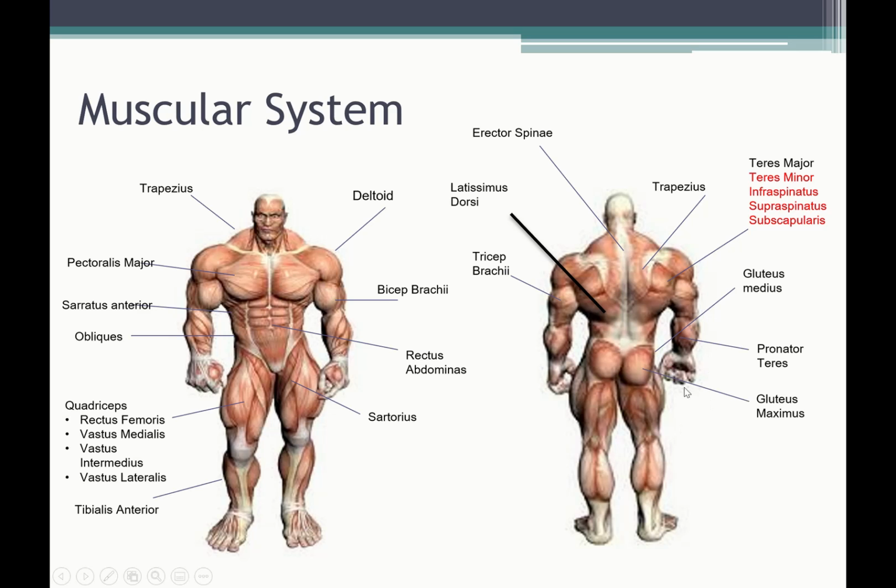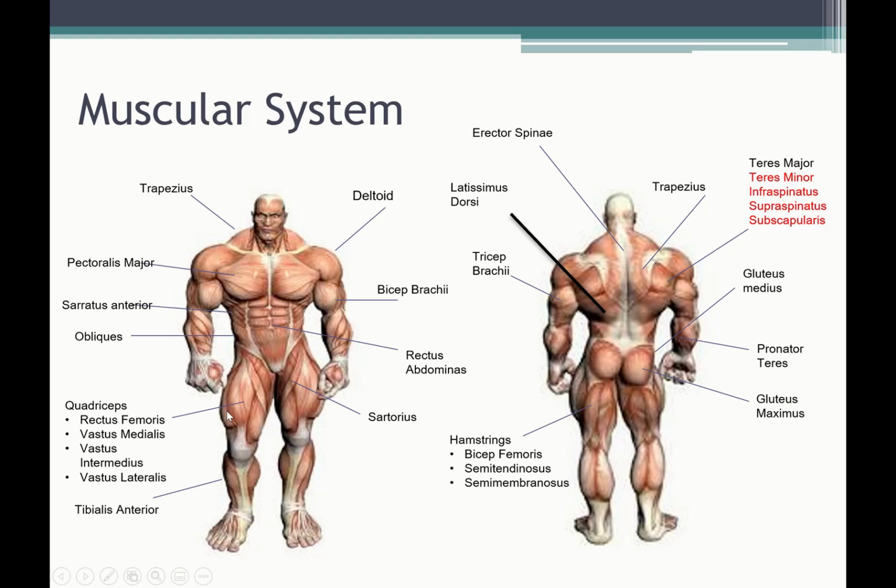The gluteus maximus, which is the largest muscle in the body, and of course this is pivotal for things like hip extension. So the top part of the squat, we get a lot of power through the gluteus maximus, and it's becoming more noticeable as a very important muscle in sports performance.